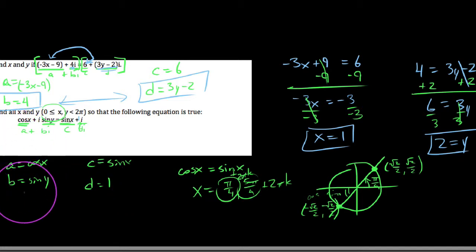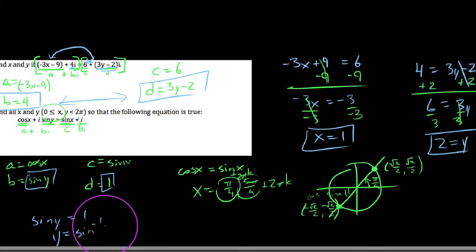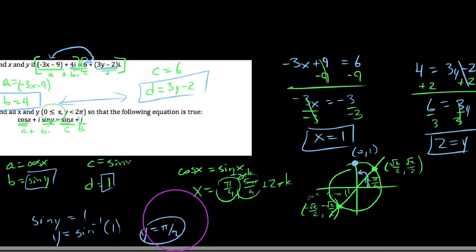And also, this next one here, we set the imaginary parts equal to one another. Where does sine y equal 1? And again, we could just use the unit circle here. Sine y equals 1. We could take the arc sine, the sine inverse, of both sides. So we say y equals the angle, and when you take the sine of it, you get 1. There's only one angle on the unit circle that gives me a sine value of 1, and that's up here at pi halves. So we say y equals pi halves. Okie doke. Cool.